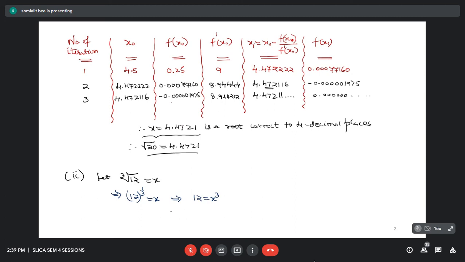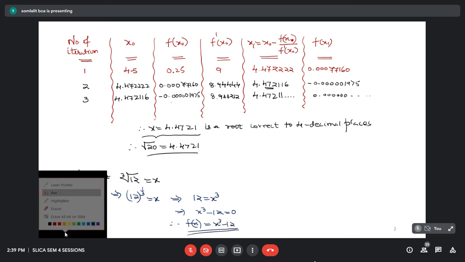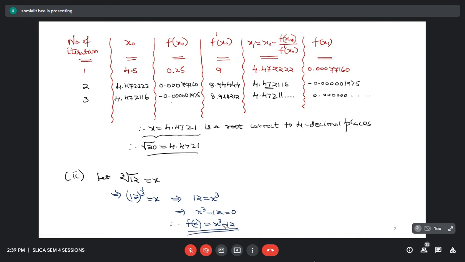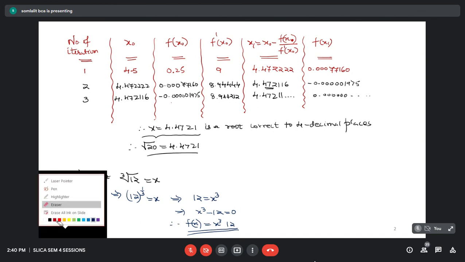Fine. And therefore, if you write equals to 0 form, you will get x cube minus 12 equals 0. So therefore, this is the function. What's the function here? x cube minus 12. This is the function. x cube minus 12, that's the given function here.